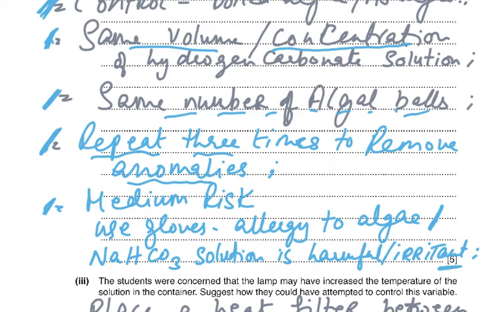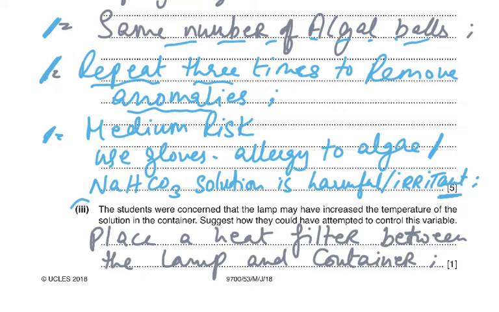Now this was only for 5 marks. So any 5 points, but then of course it's important that you give me the 5 points which are very relevant to this practical. Then let's look at the part 3 of the question. The part 3 of the question was very clear that the students were concerned that the lamp may have increased the temperature. Naturally, if you have a light source like a bulb, it also gives off heat. But it's also giving you light, but if you put your hand against the bulb, there's a little bit of heat which is also being generated. So lamp may have increased the temperature of the solution in the container. Suggest how they could have attempted to control this variable.